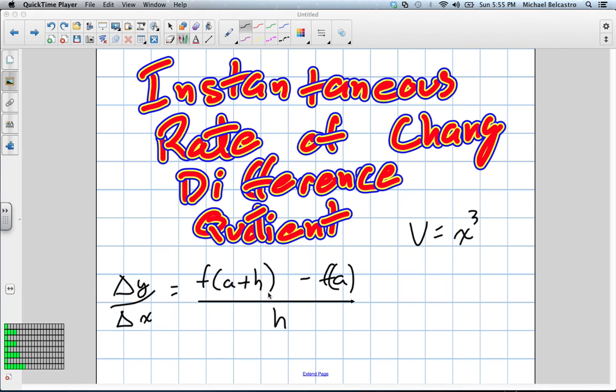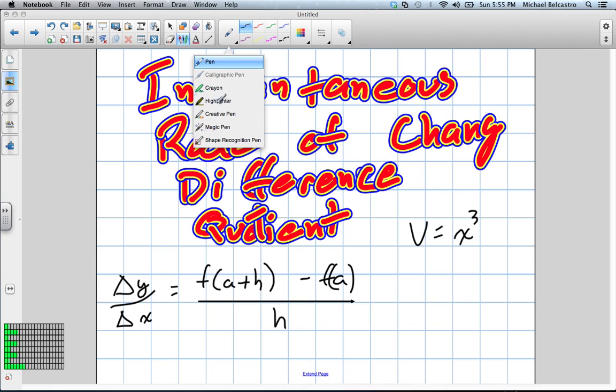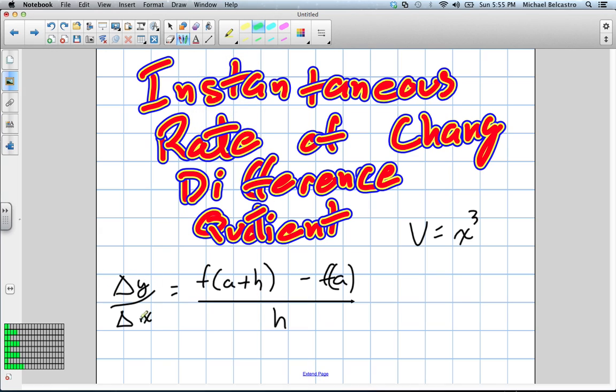Okay, so we're estimating instantaneous rates of change, and we're going to use a difference quotient. This is your difference quotient, this formula here. Okay, so change in y over change in x. In other words, the slope at a specific point is this equation here. So you have to eventually memorize it.